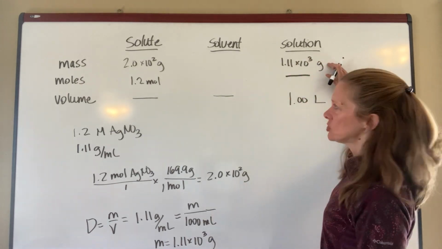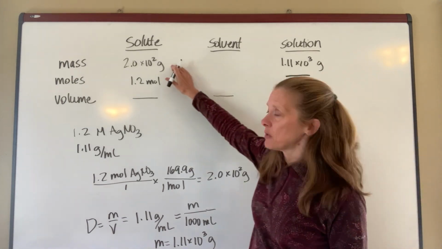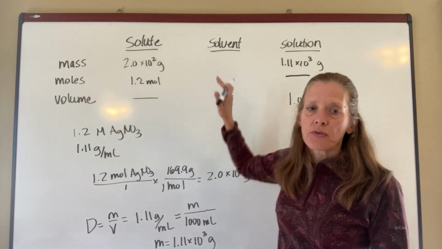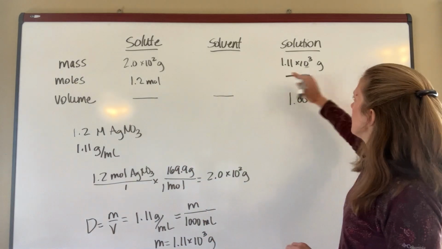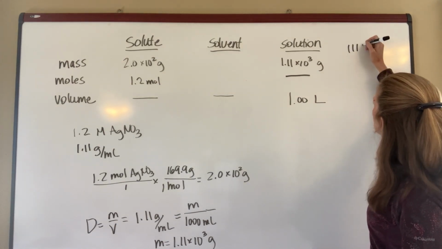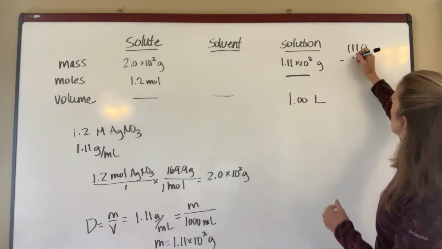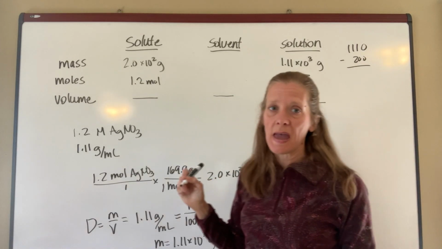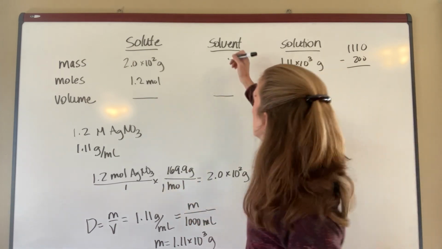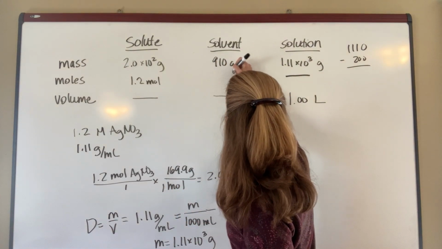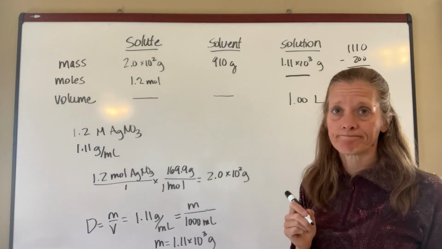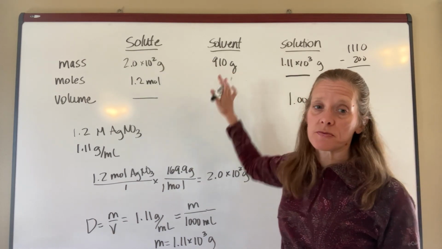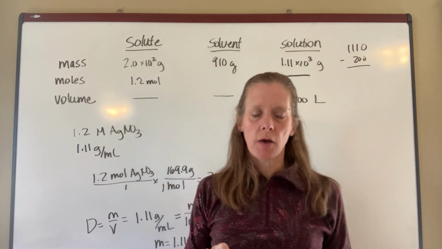Well, if this is how much the solution is, and this is how much the solute is, how am I going to find the solvent? All I have to do is subtract. So if I subtract those two numbers, that's 1110 minus 200, basically, and I end up with 910 grams of solvent. See where that came from? This minus this will give me the grams of solvent. So there's the grams of solvent.